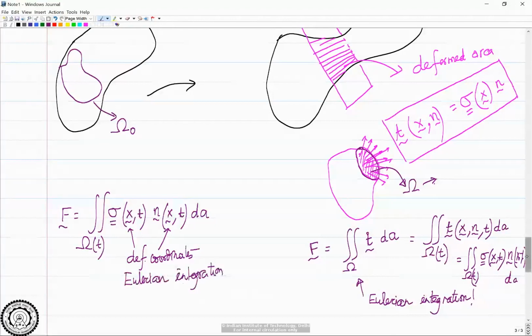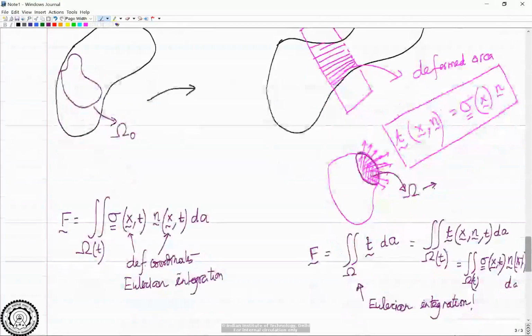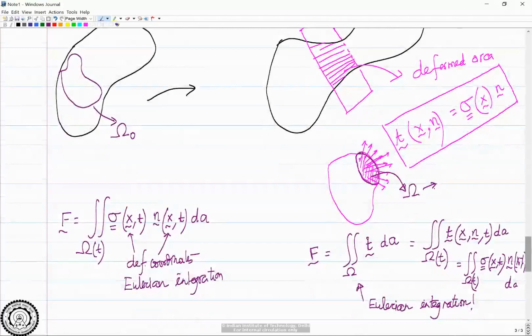If you're not following, please ask me. Now, is it possible to write this integration in terms of the undeformed surface, this omega naught? So that is the question. Let me make it a bit more clear. This is like this, and then you have a dot dot dot.